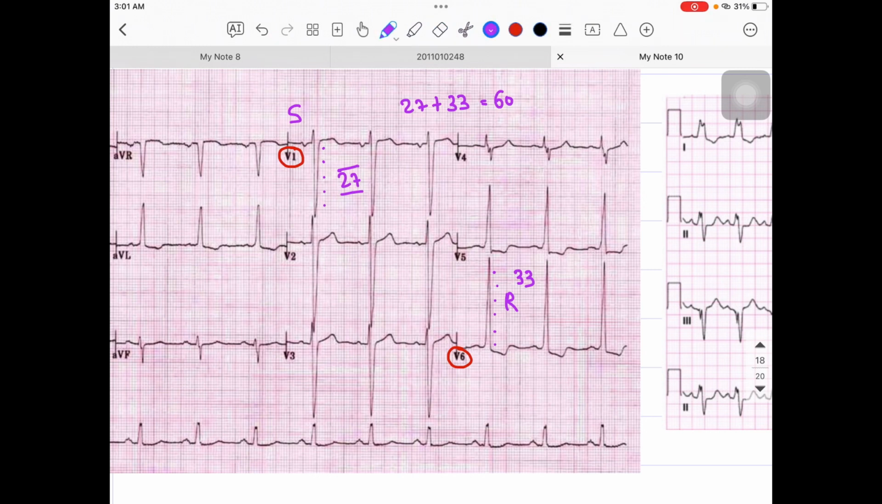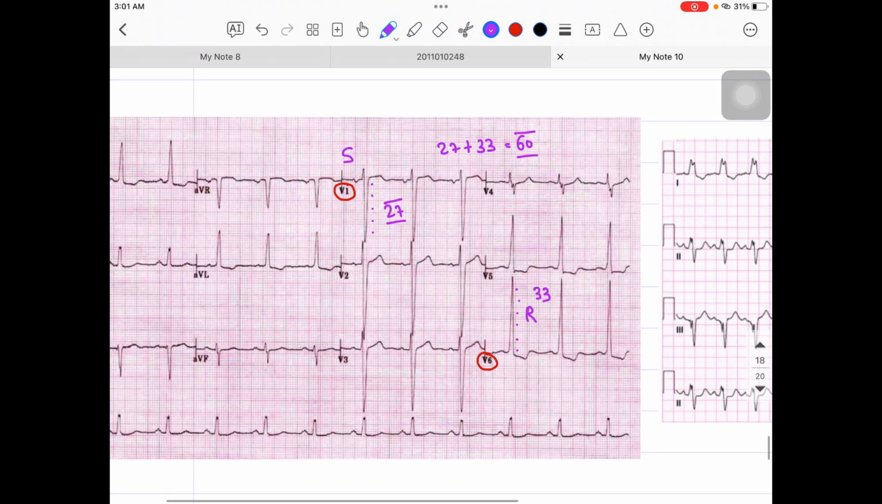So yes, it is obviously more than 35 mm. So here also we can say that is left ventricular hypertrophy, LVH, right? Later on we can see the AVL also. Here I can see that it is around 13 mm approximately. So here also that makes the diagnosis of LVH, left ventricular hypertrophy, right?